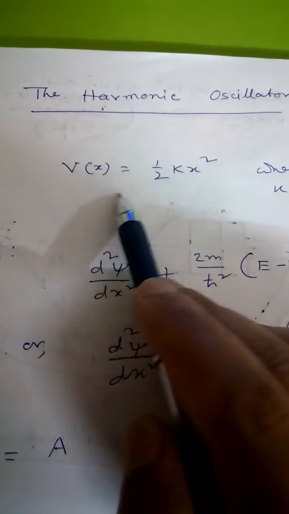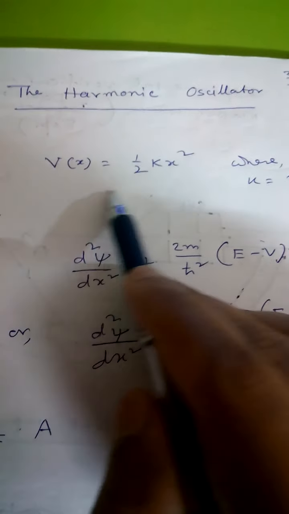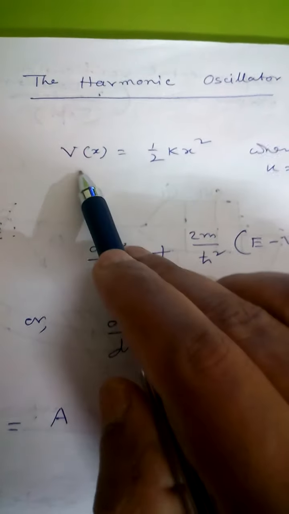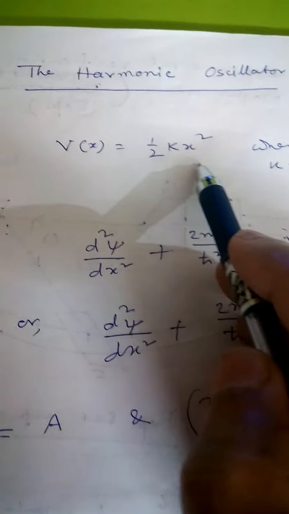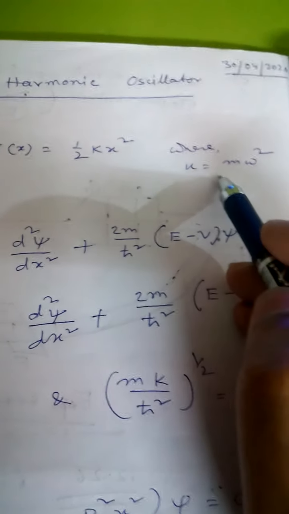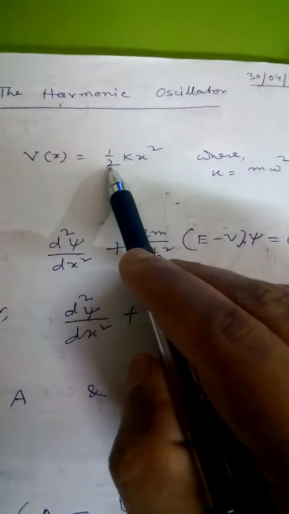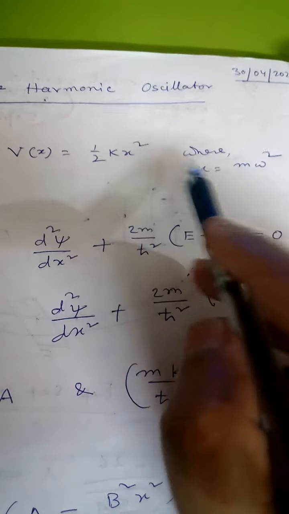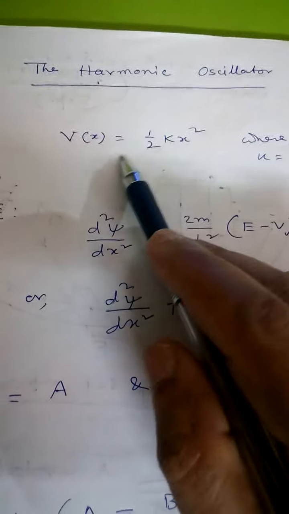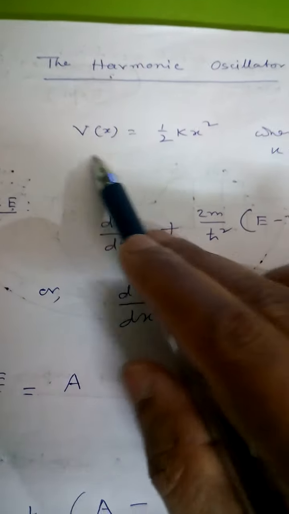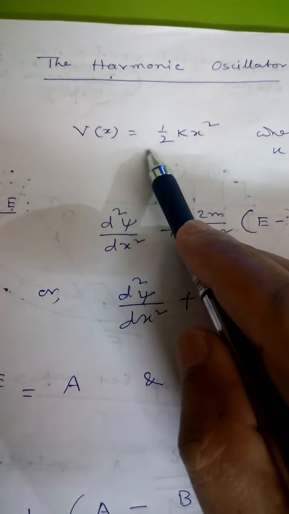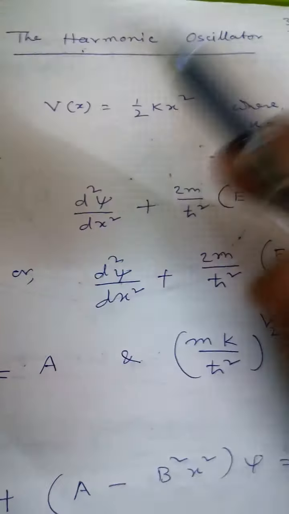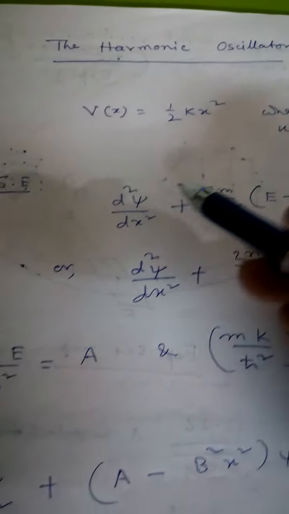So the potential energy of a simple harmonic oscillator, this is V(x) equals half kx square, where k equals m omega square. You know from 12th standard, half m omega square x square. This is the expression of the potential energy of a simple harmonic oscillator. Now use this potential energy in the quantum mechanical analog.